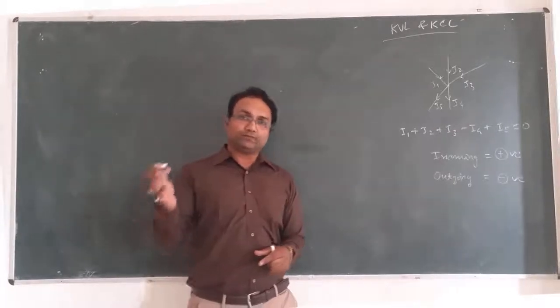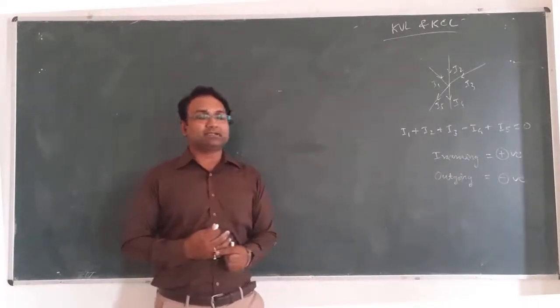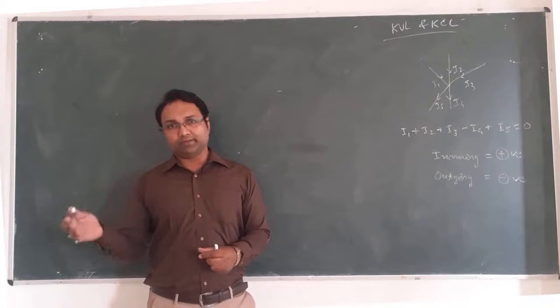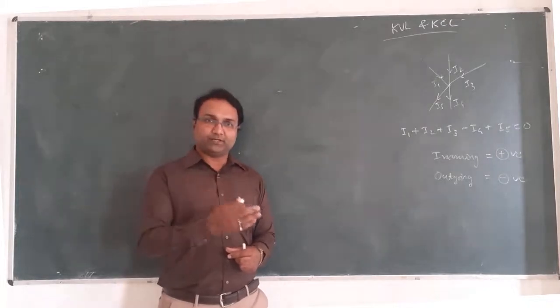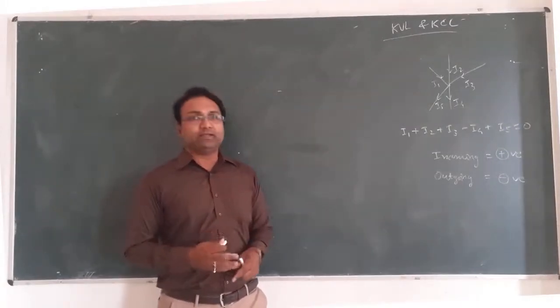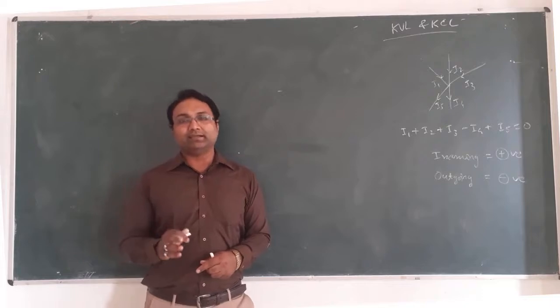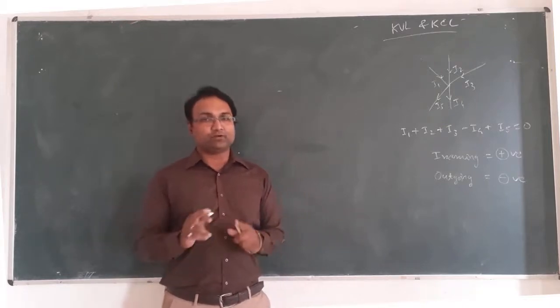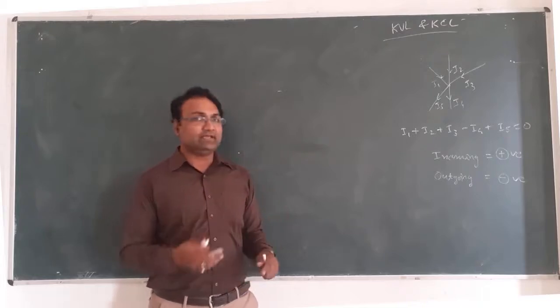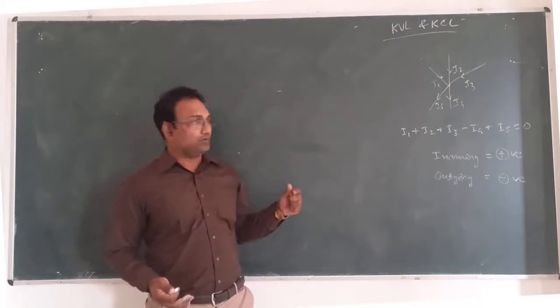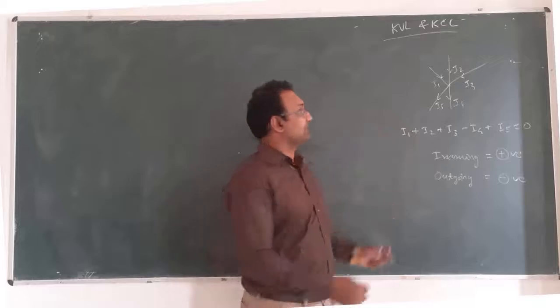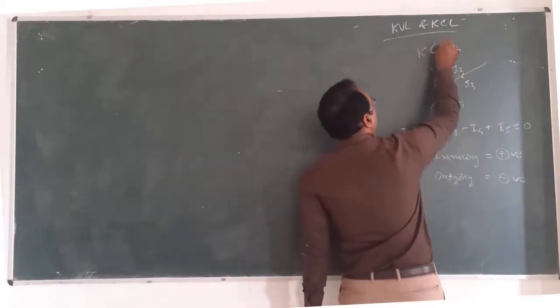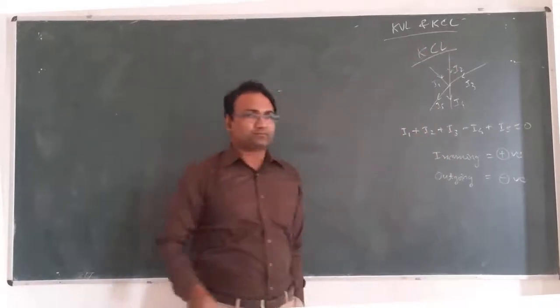as Kirchhoff's first law, which relates the incoming and outgoing currents at any particular junction point in any network, whereas Kirchhoff voltage law relates the algebraic sum of EMFs and voltage drops across any closed loop. So let us see how these laws work. First of all, we are going to discuss the KCL, that is Kirchhoff's current law.